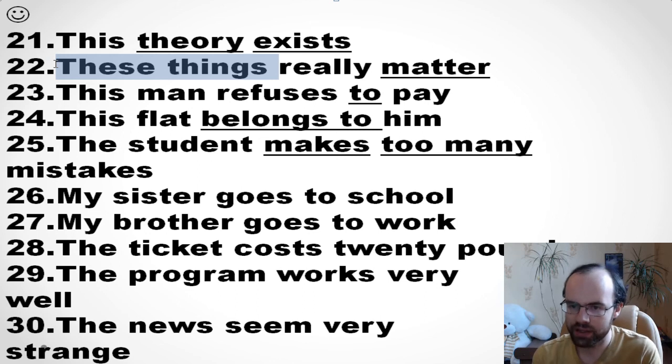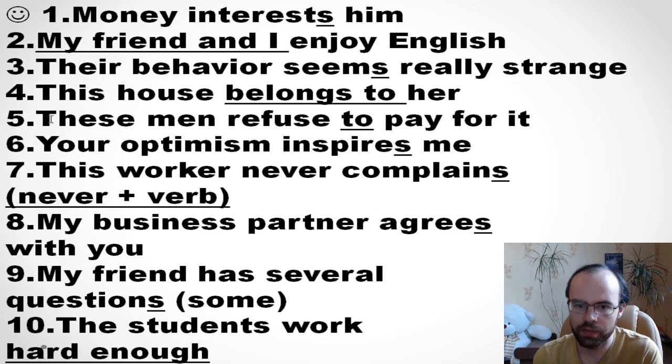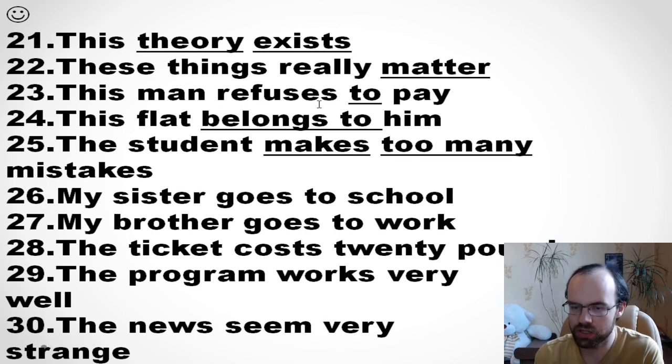This man refuses to pay. So you see, refuses, s. Why do we have s? Because it's one, he's one, this man. But look, these men, so more than one, refuse, so no s. But if you look at this sentence, so he, we need s. This flat belongs to him. Good, belong to. The student makes too many mistakes. So "too" has a negative meaning. Too many mistakes. And remember this phrase, make mistakes.